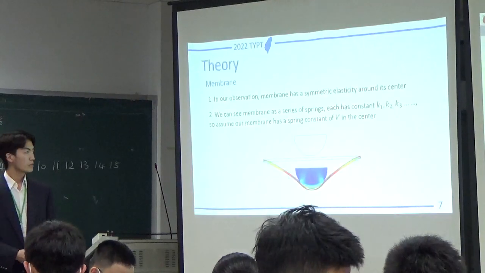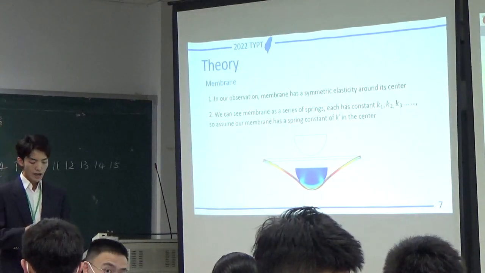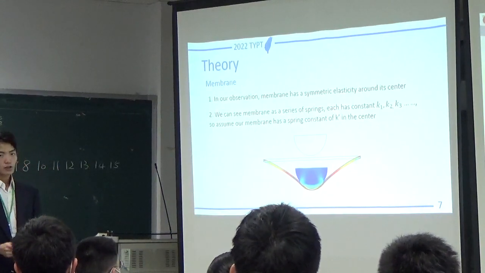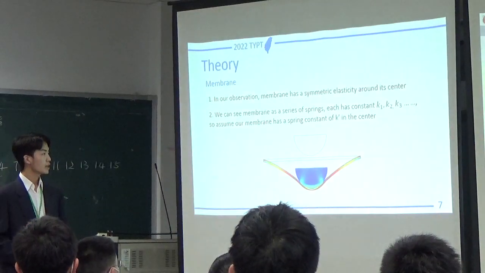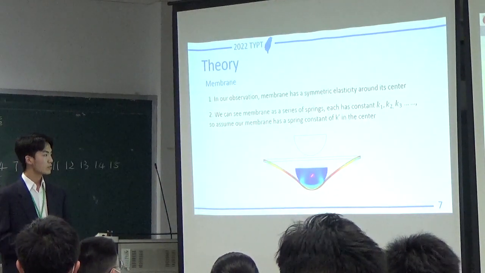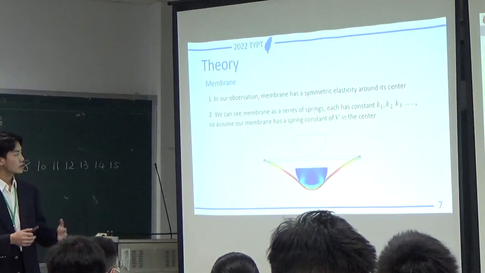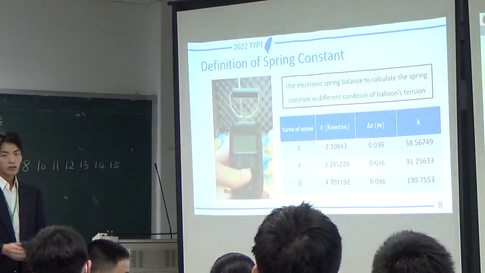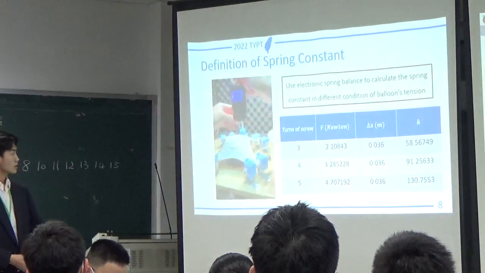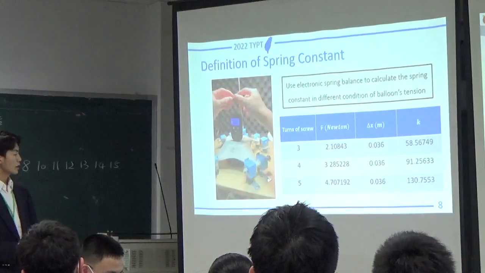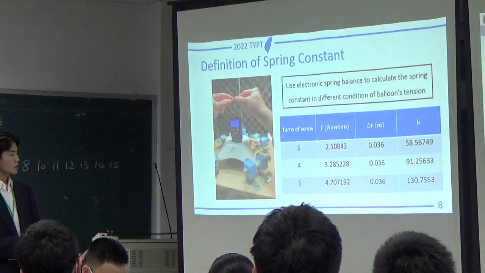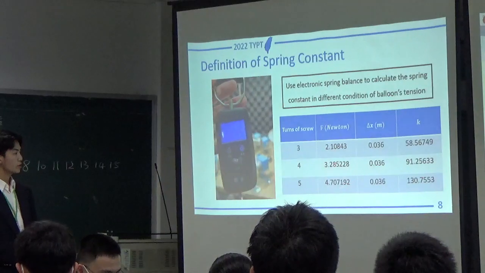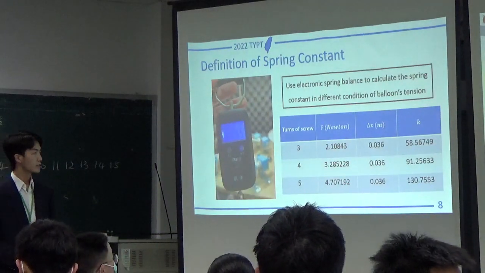Then I'll move on to the theory. In our observation, we can see in this graph that our membrane has a symmetric elasticity around the center. The membrane has a series of springs, K1, K2, and K3, and we assume that it has a spring constant of K prime in the center. We define the spring constant by adjusting different turns of screws with our balloon holder, which I will also explain later. We control the same displacements and use the electronic spring balance to measure the force, and we could get different spring constants.